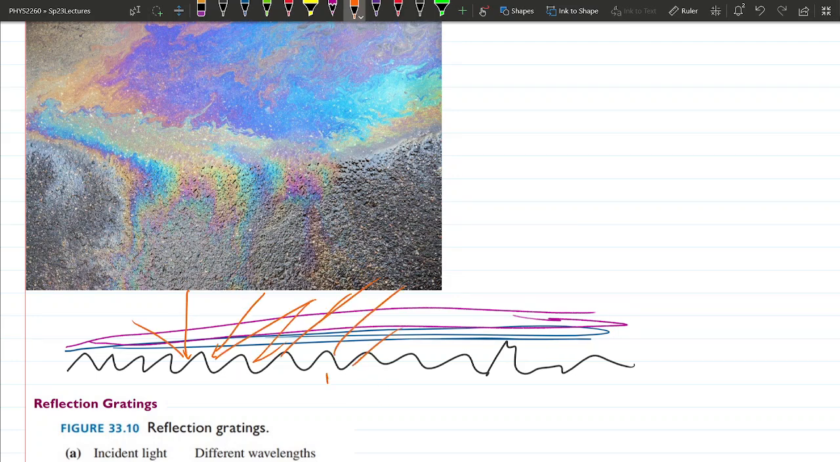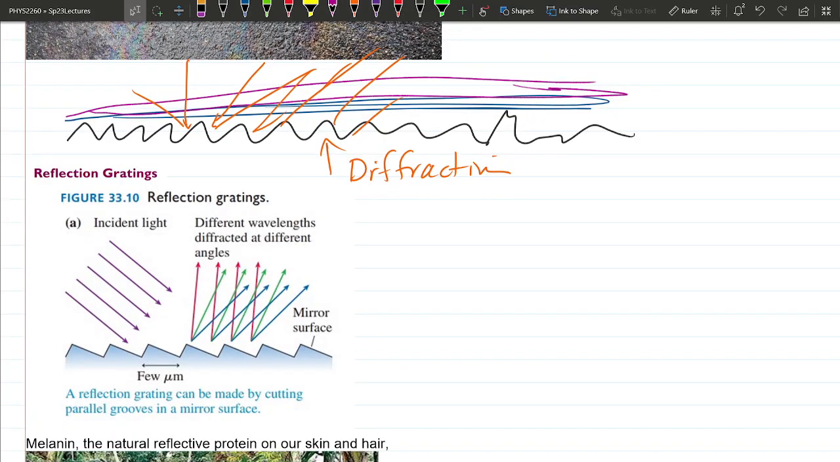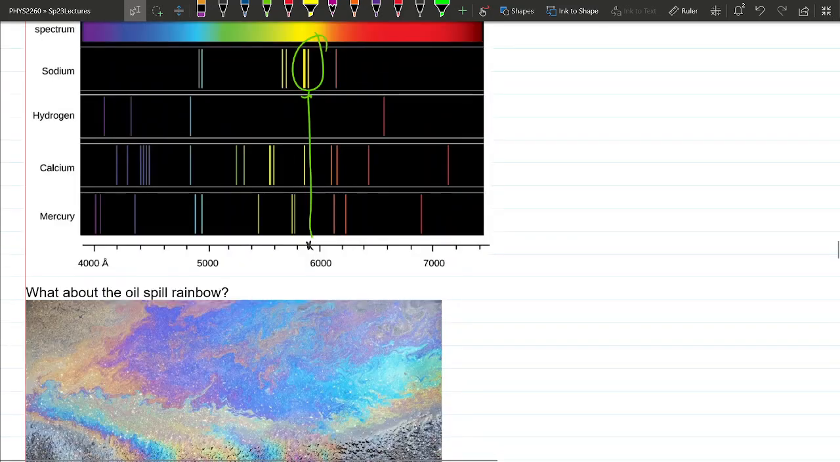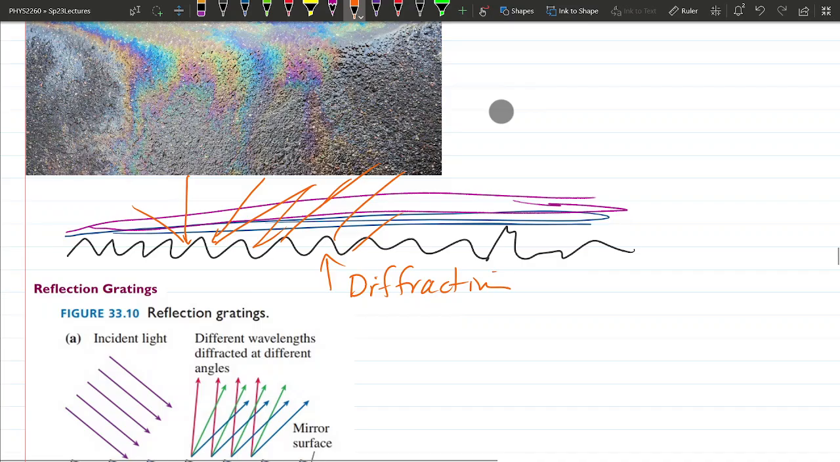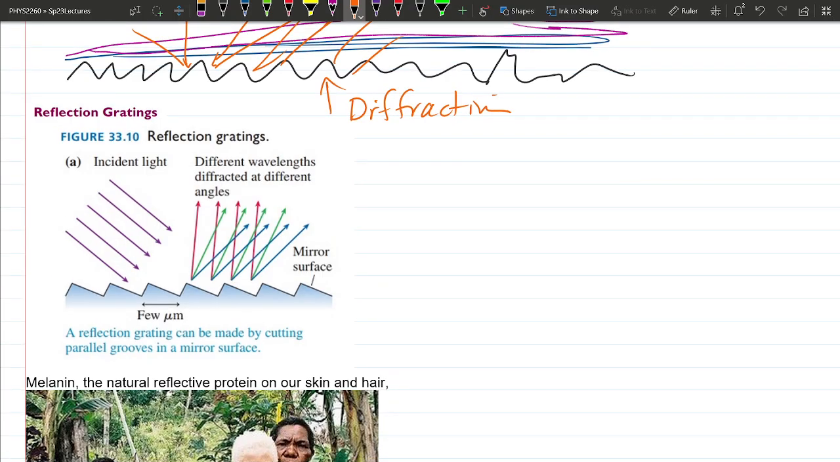Basically, the roughness of the ground becomes a diffraction grating. Technically it's more of a reflective grating, because you're reflecting off instead. This is what we're going to cover next. Instead of having the light pass through and interfere with each other, you can have the light just reflect. If you have a mirror with a bunch of jagged edges, the light coming in will get reflected.